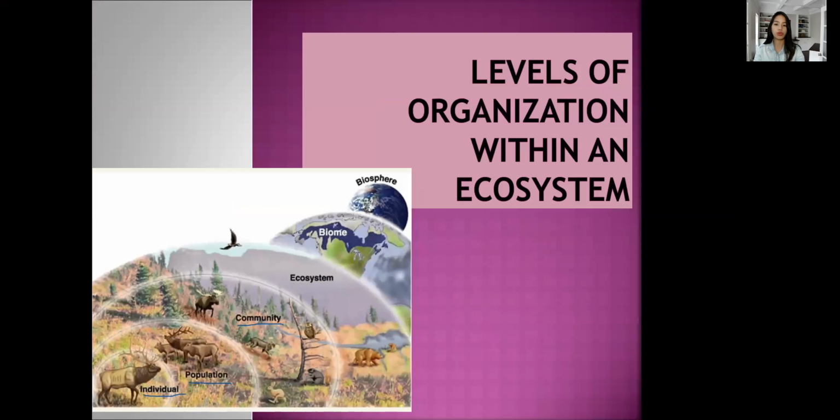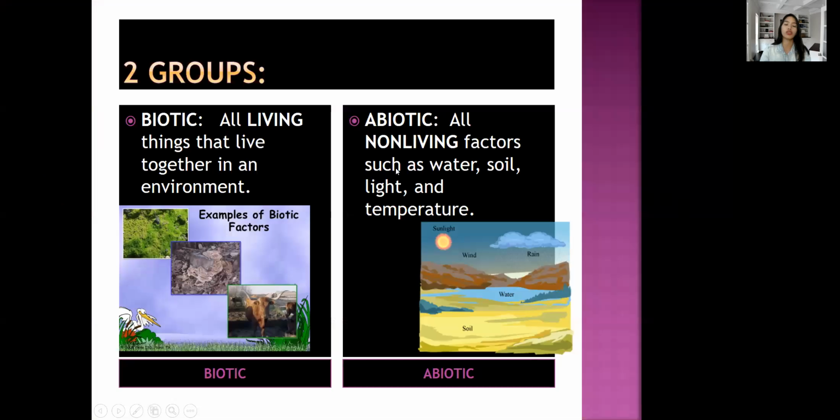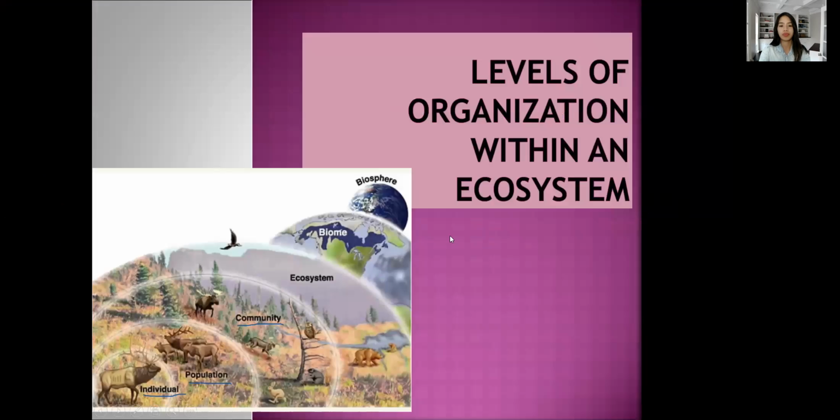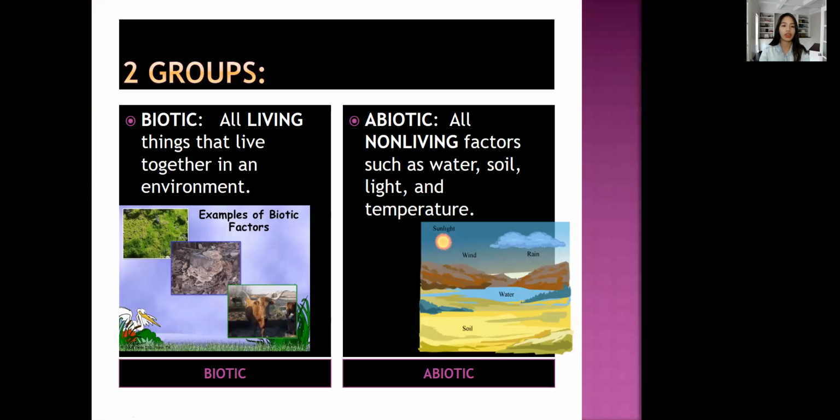Okay, so these are the levels of organization within an ecosystem: individual, or the organism or the species, population, community, ecosystem, biome, and the biosphere. So there are two groups in an ecosystem. There are biotic and abiotic.